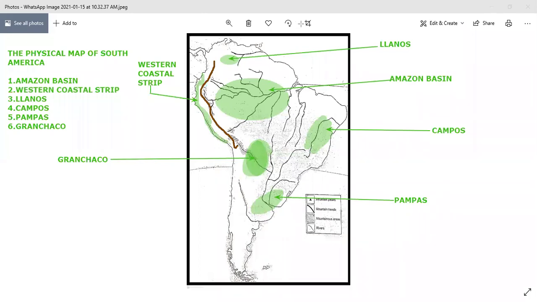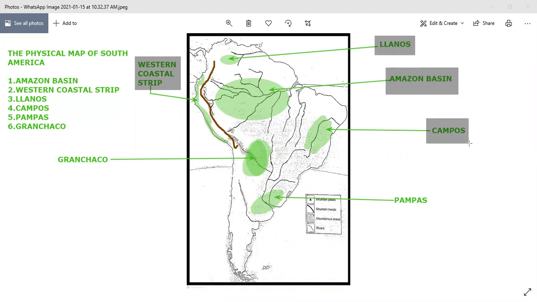Oh, let us revise once again. This is Western Coastal Strip. This is Llanos. Reference point is Orinoco River. This is Amazon Basin. Campos. This is San Francisco River. Then this is Pampas. I hope we have remembered. This is Uruguay River, Parana River, and Paraguay River. And this is Gran Chaco. 1, 2, 3, 4, 5, 6.